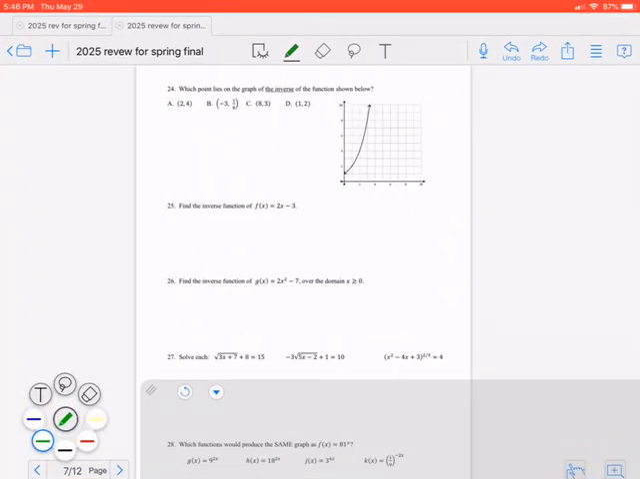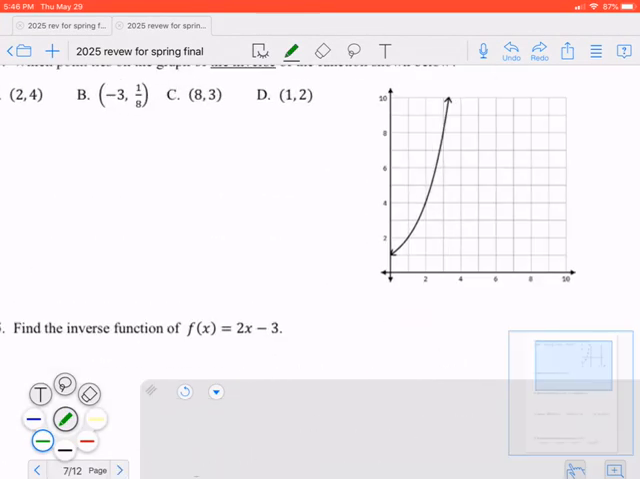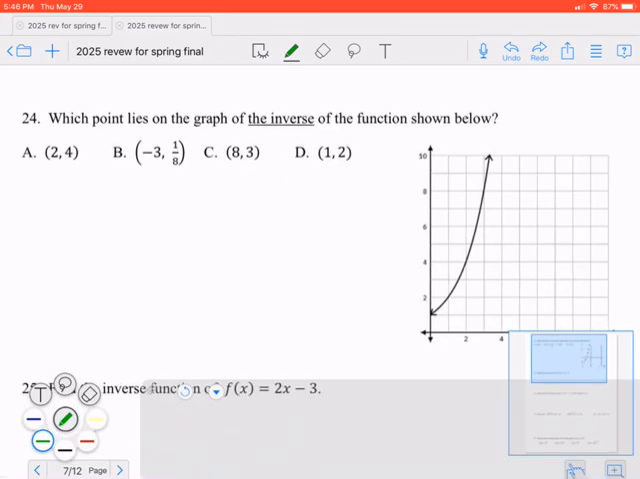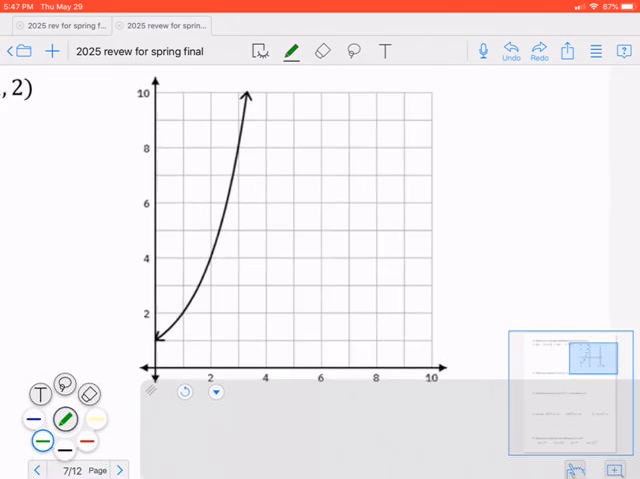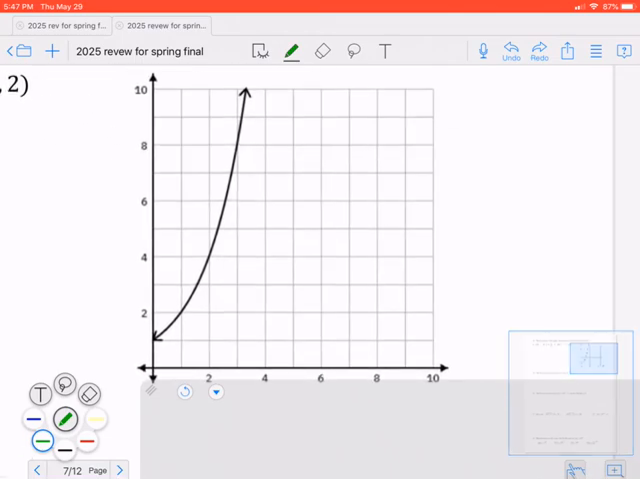All right, video 4. We are on problem number 24. Which point lies on the graph of the inverse of the function shown? So inverses are when the x and the y values have been swapped. So I'm going to look at this graph and find points that are on it.